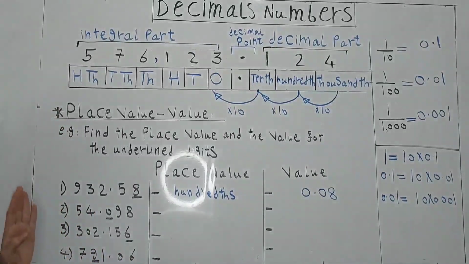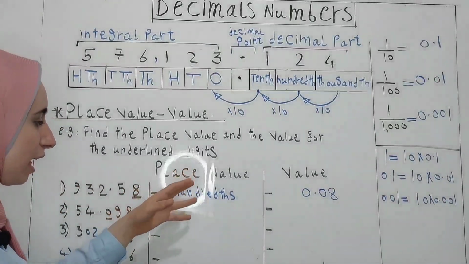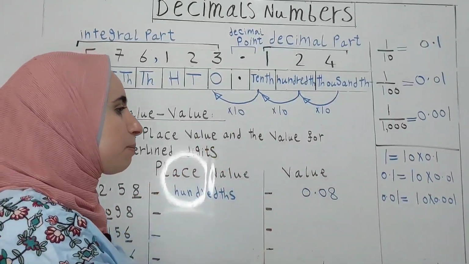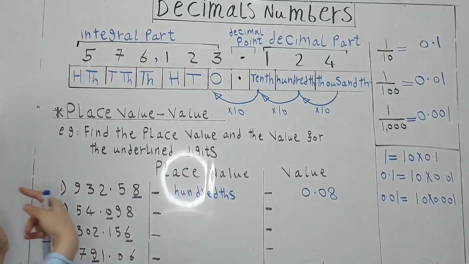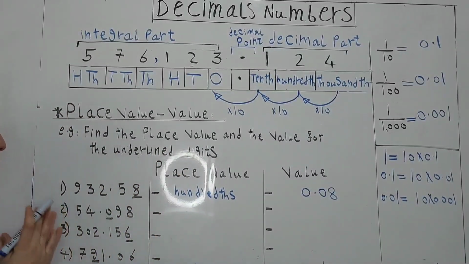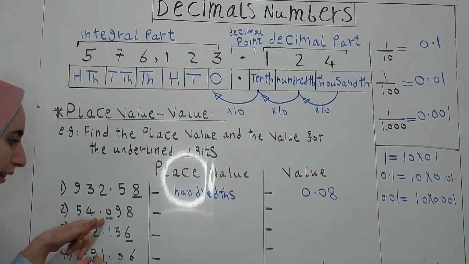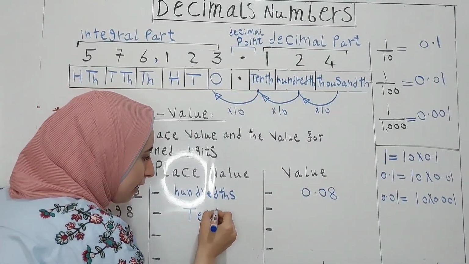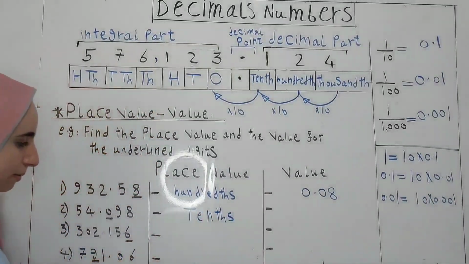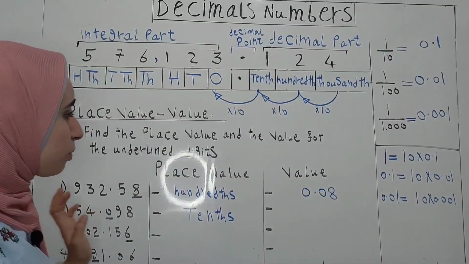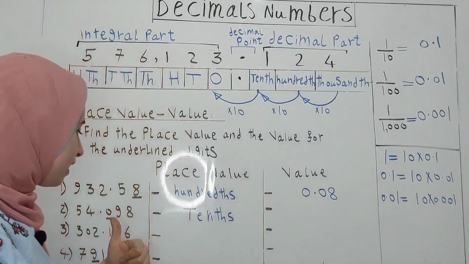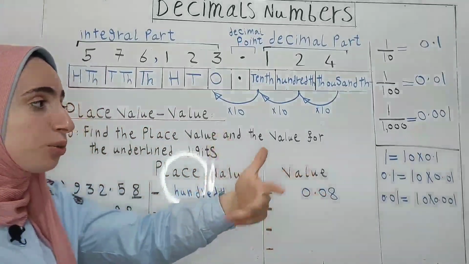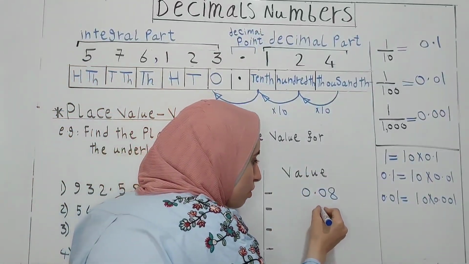The second one, we need to find the place value for the digit 0. Is the digit 0 in the decimal part or the integral part? In the decimal part. In which place? Tenth. So the digit 0 is in the tenth place. Now we need to write the value for the digit 0. The value for the digit 0 anywhere will be 0.